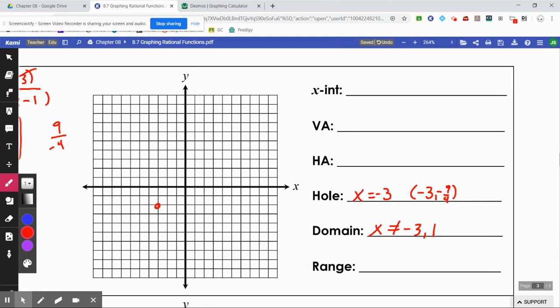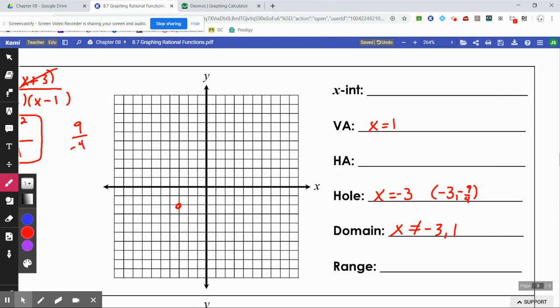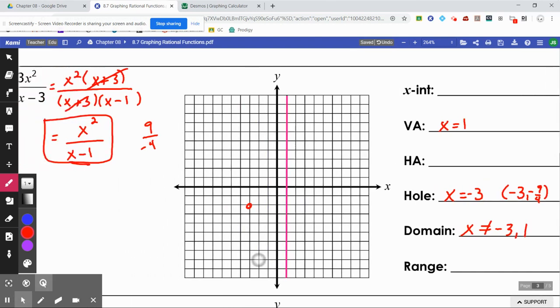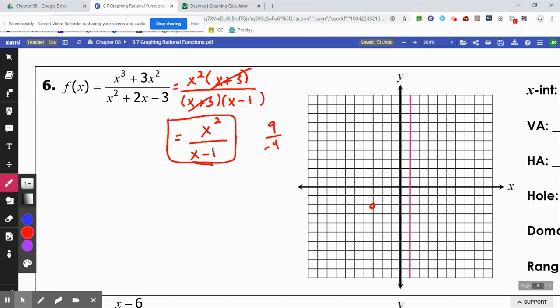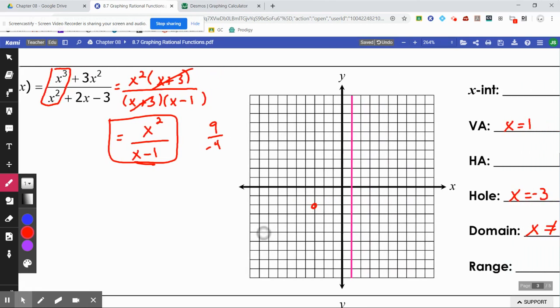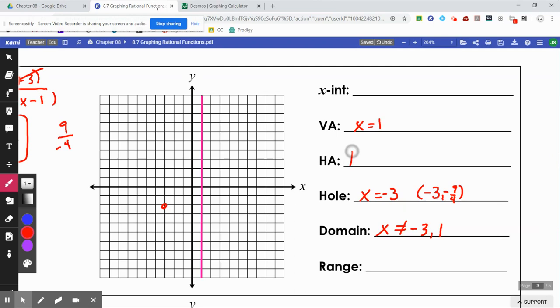Now your other domain restriction, since it's not a hole, is a vertical asymptote. So at x equals 1, you have a vertical asymptote, and we can go ahead and plot that. Next up, let's go ahead and find your horizontal asymptote. Again, you go back and you look at your original x to the third over x squared. Now, if the top degree is bigger than the bottom, you can go back and look at the notes. There will be no horizontal asymptote, so there's not one.